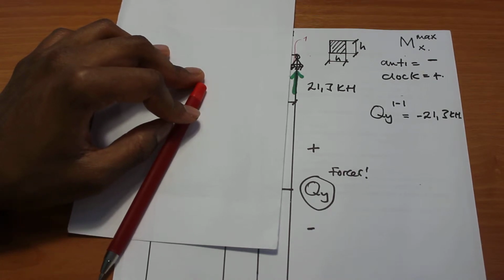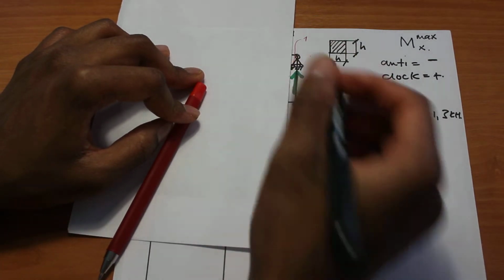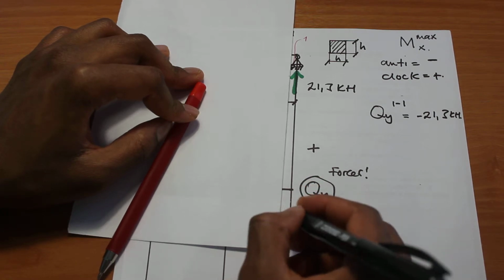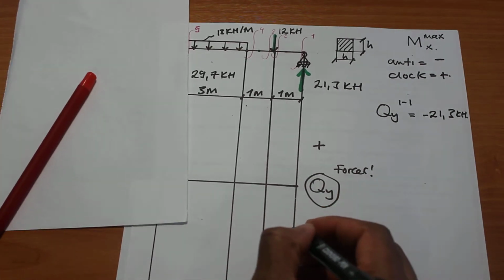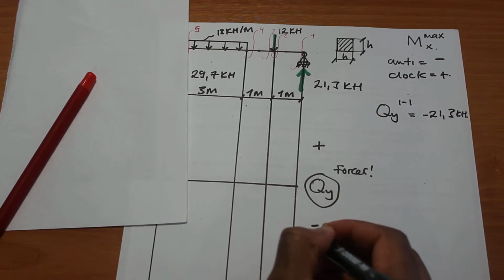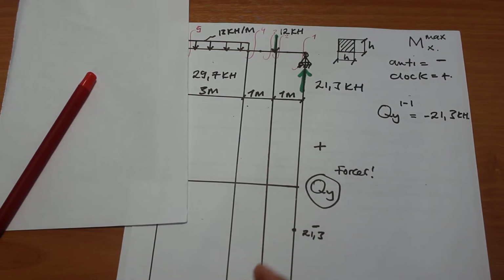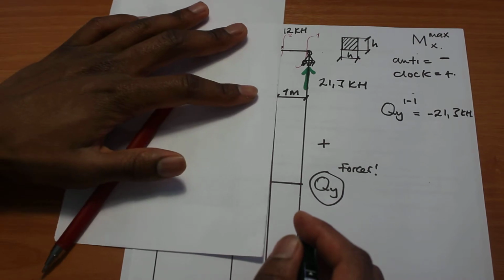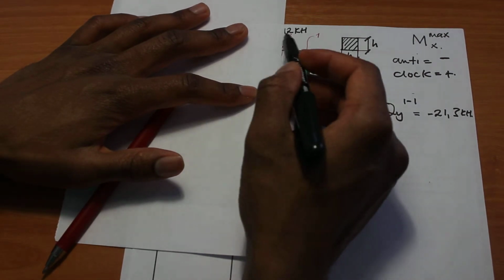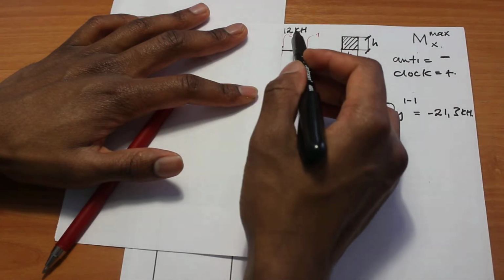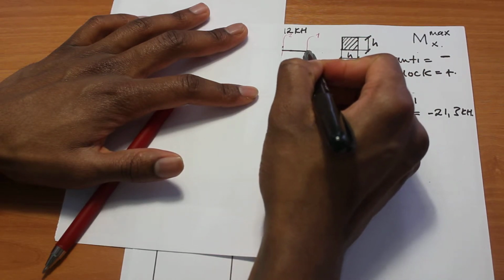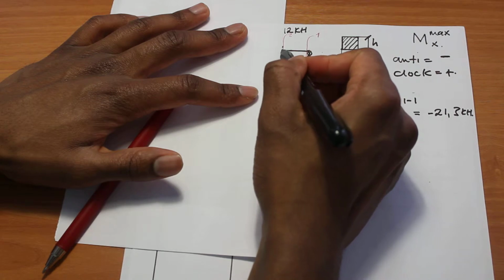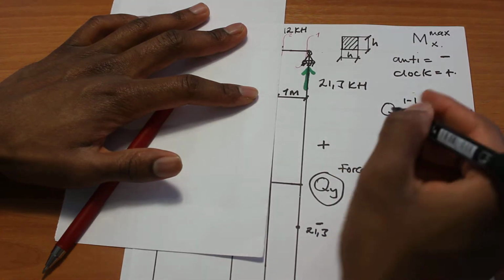Using an approximate scale, I'll plot this negative 21.3 kilonewtons. Let's say I'll put it on my diagram here, somewhere here, and say 21.3. If I come to my next section here, I do not see these 12 kilonewtons yet. So we can see from this cross section up until this point, there's nothing new that I can see.